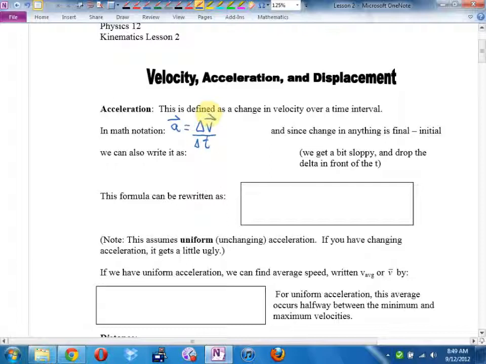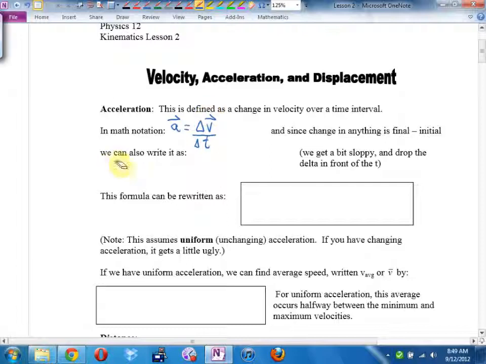You'll see I got the delta V, delta T, acceleration. What is the delta symbol for? Change in. And something worth remembering is that change in anything is final minus initial, because we're going to be doing lots of change-ins this year. Whenever you see a change in, just think final minus initial, great.